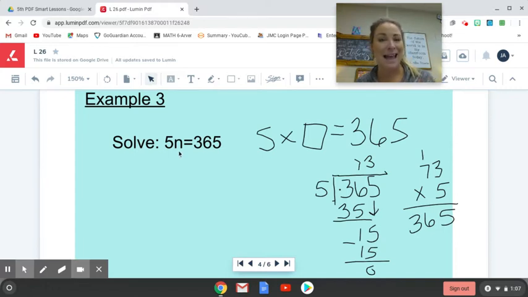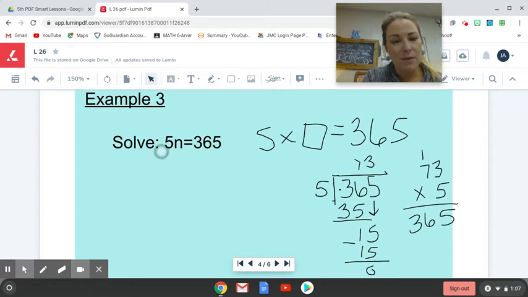So we need to get this n by itself. In order to do that, we need to do the inverse operation to get rid of the number touching it, or right next to it. So right now 5n means 5 times n. The opposite operation of that, or the inverse operation, would be divide.